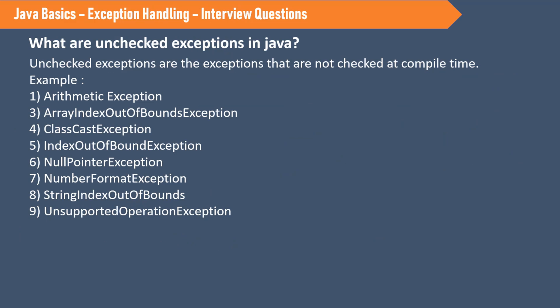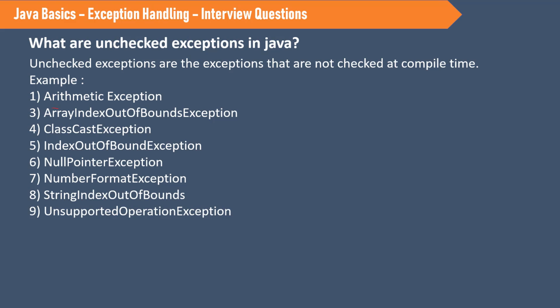So what are unchecked exceptions? Just now, as we discussed, these unchecked exceptions are the exceptions that are checked at runtime. That means the compiler won't know that some particular piece of code may cause exceptions. So it will throw them generally during runtime.